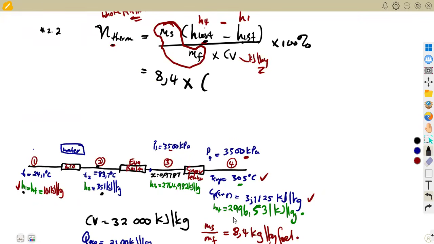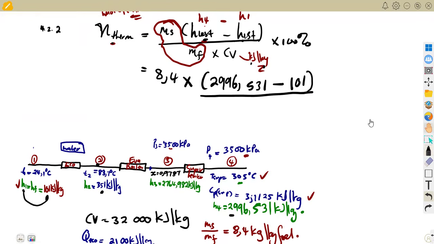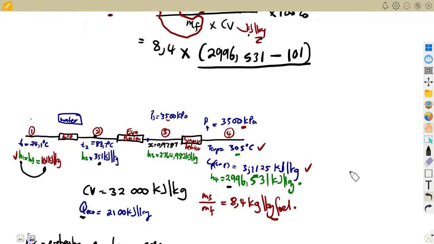So our H4, we calculated this. We got 2996.531 minus H first, which is our H1. Already H1 we have. That was 101. All right, everything over the calorific value in kilojoules per kilogram. Remember, everything is in kilojoules per kilogram, so this must also be in kilojoules per kilogram. So that gave us 32,000. Remember, I talked about this. As a percentage, we multiply by 100%.